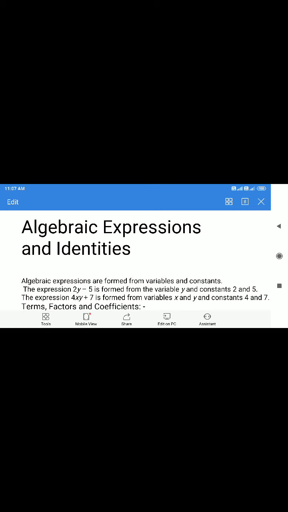Algebraic expressions and identities. This is the next chapter. Now we have to understand what algebraic expressions are. Algebraic expressions are formed from variables and constants. The expression 2y minus 5 is formed from the variable y and constants 2 and 5. The expression 4xy plus 7 is formed from variables x and y and constants 4 and 7.